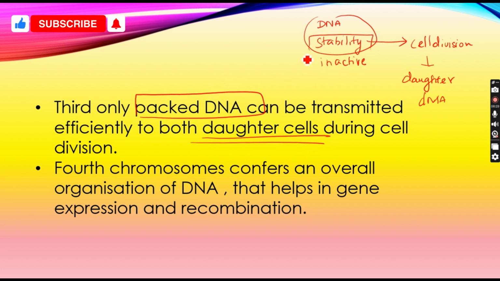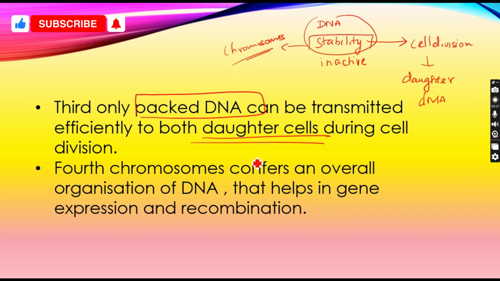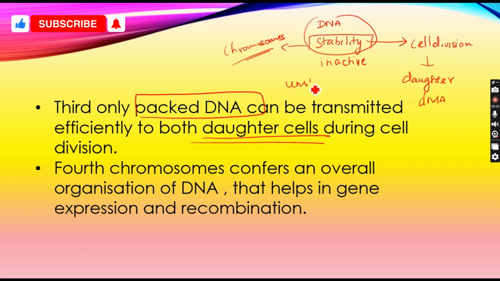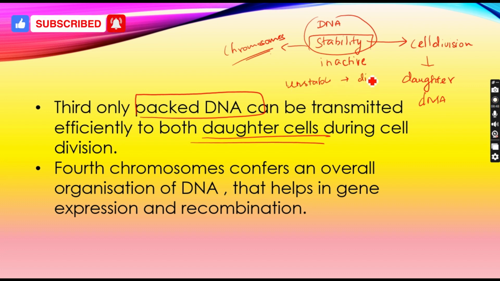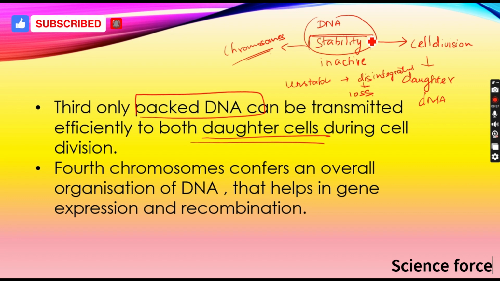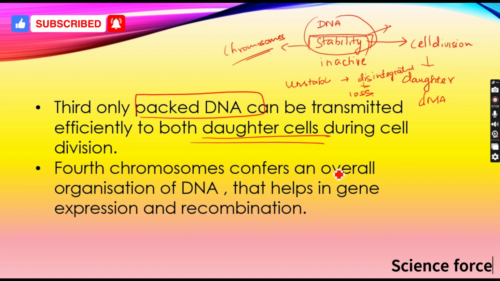So the stability is important. The stability can be made by chromosomes. For each set of daughter cells, the stability is very important, which can be helpful for cell division. Otherwise, when it is unstable, it gets disintegrated. When the DNA gets disintegrated, it leads to loss of certain characteristics. But when it is stable, there is no disintegration and no loss of characteristics. Therefore, cell division occurs and the characteristics are passed to the next daughter DNA.